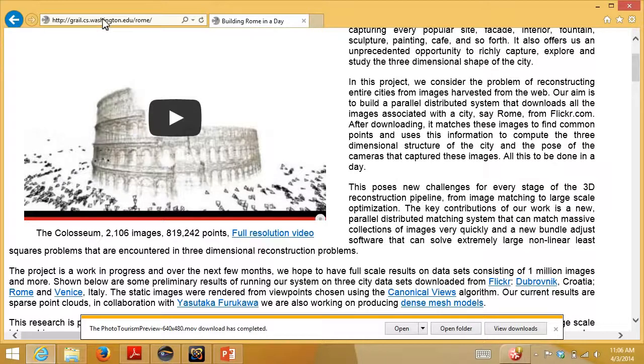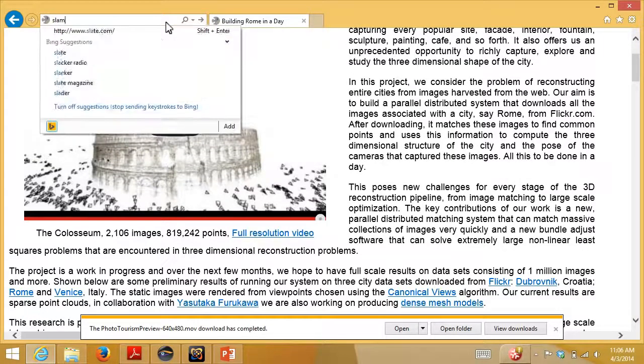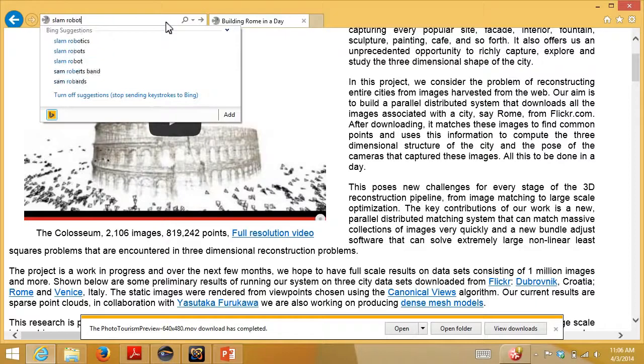Another thing that's kind of interesting is SLAM. And so, again, I didn't prepare anything, but let's see if we can find a SLAM robotics video.